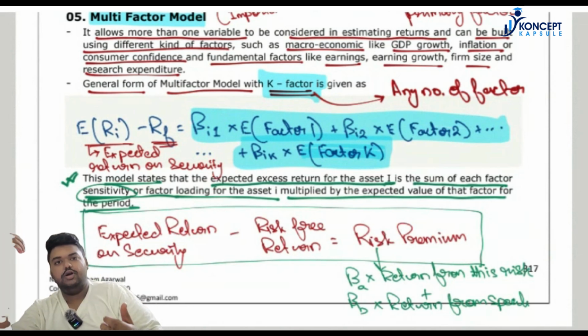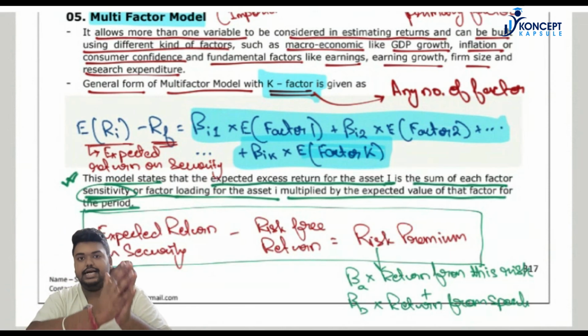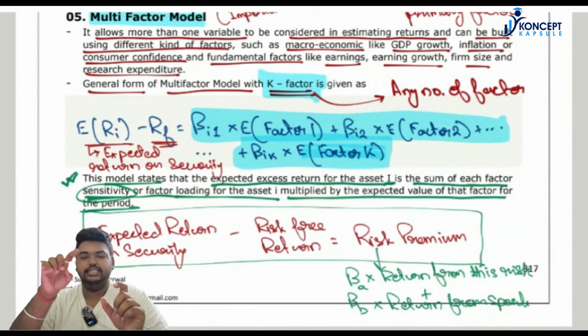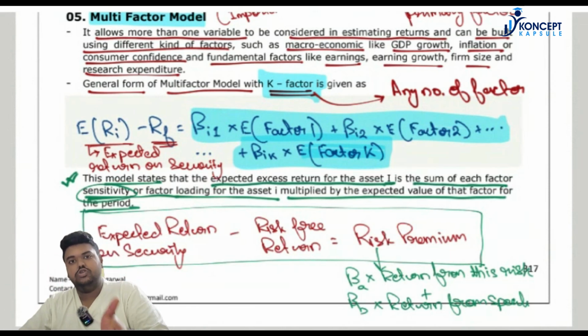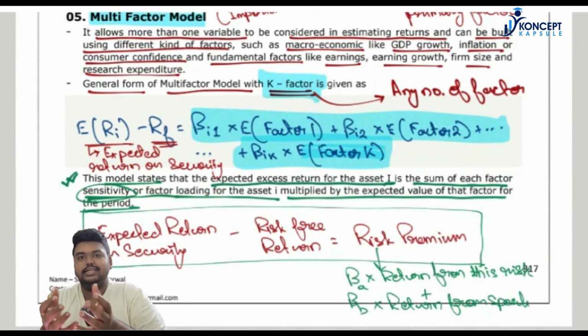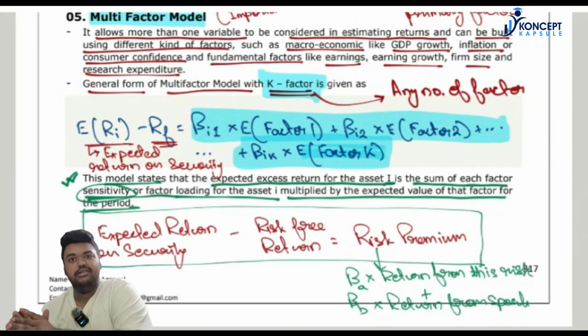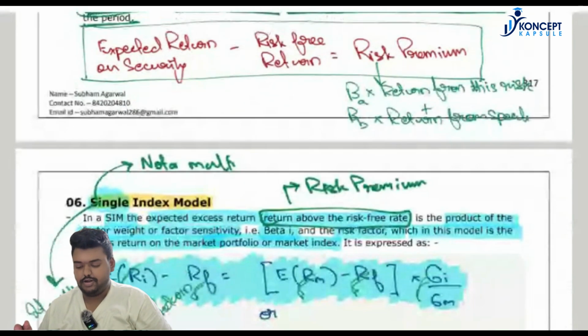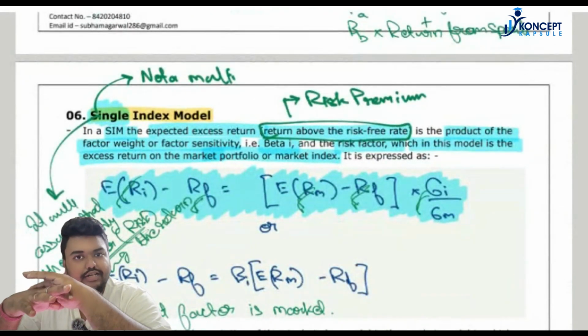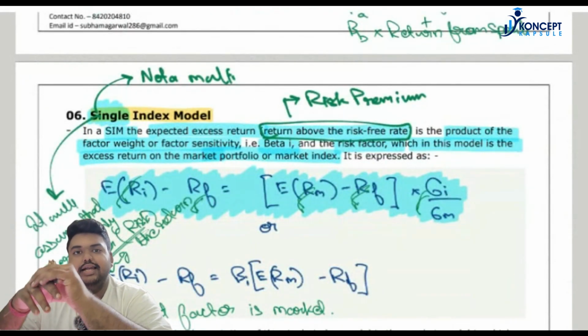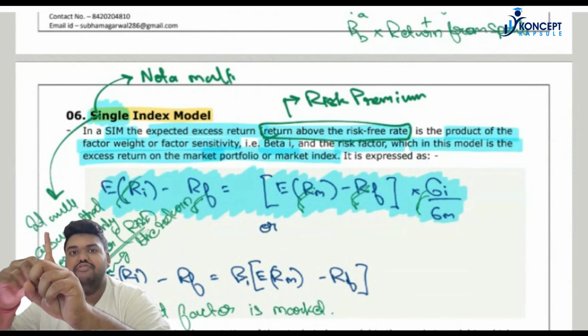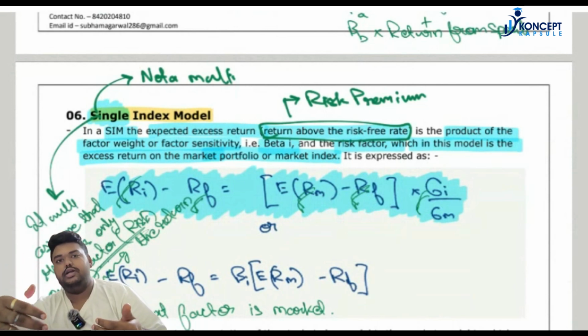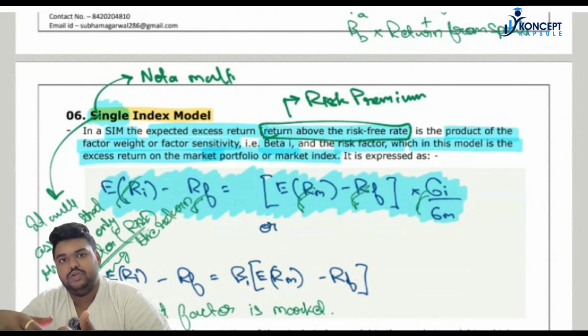In a multifactor model, what are we doing? We are assigning betas, the numeric value of sensitivity to each risk, and also assigning the returns that are generated because of taking those risks. When we multiply them and add them, we get a risk premium. When we add it to the risk-free return, we get the expected return on the security. In a single index model, it is very clear that there are no multiple factors. There is only one factor which will impact my security return. That is the market.